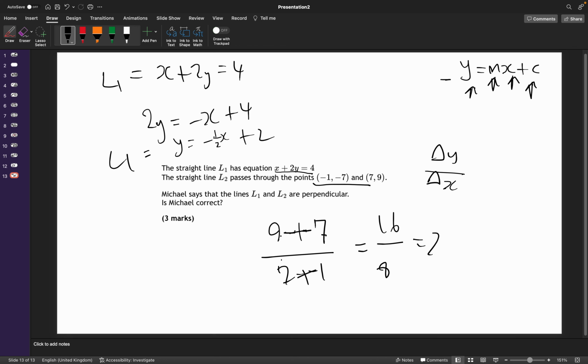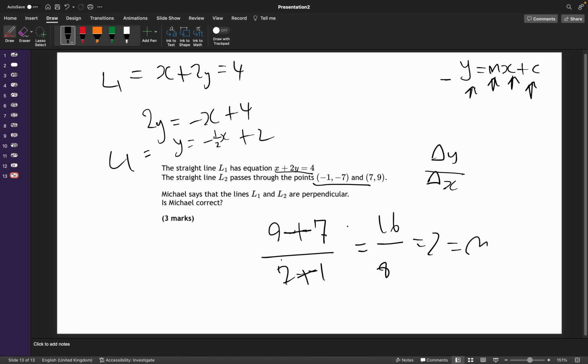Just in case you sometimes get confused with the minus and minuses, just use common sense. What's the distance between minus 7 and 9? Well, it's going to be 7 plus 9, isn't it? So it's going to be 16. Negative 1 to 7 is going to be 8, isn't it? So 2 is the m, the gradient.